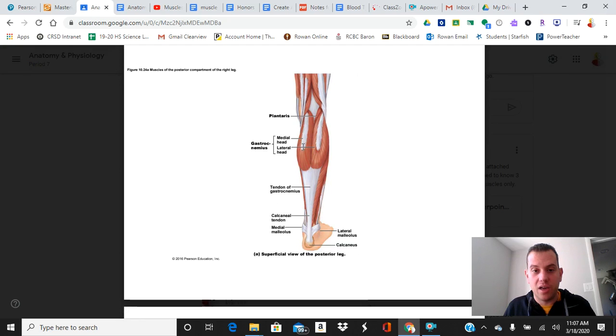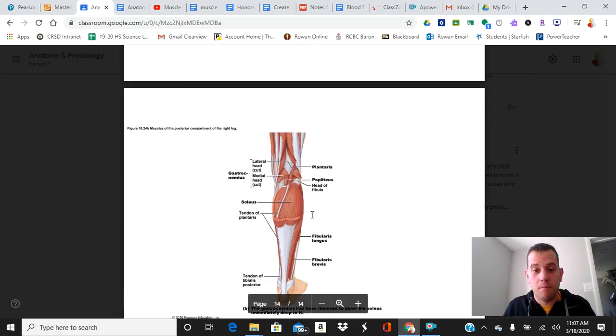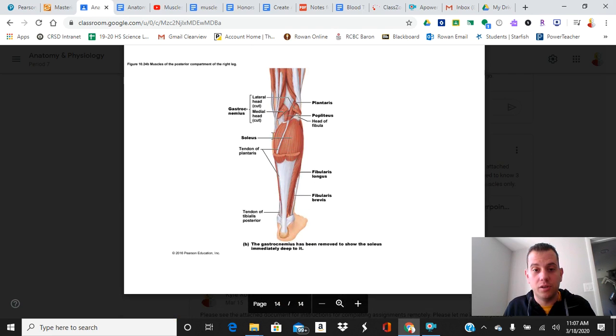Another look at the back. We've got the gastrocnemius, the plantaris. You can guess what that does, right? It plants your foot, plantar region. And the tendon of the gastrocnemius, which connects to the Achilles tendon or the calcaneal tendon. All right, you get a better look here at the soleus, which is deep to the gastrocnemius. The gastrocnemius right here is removed, and you can see this is underneath of it.